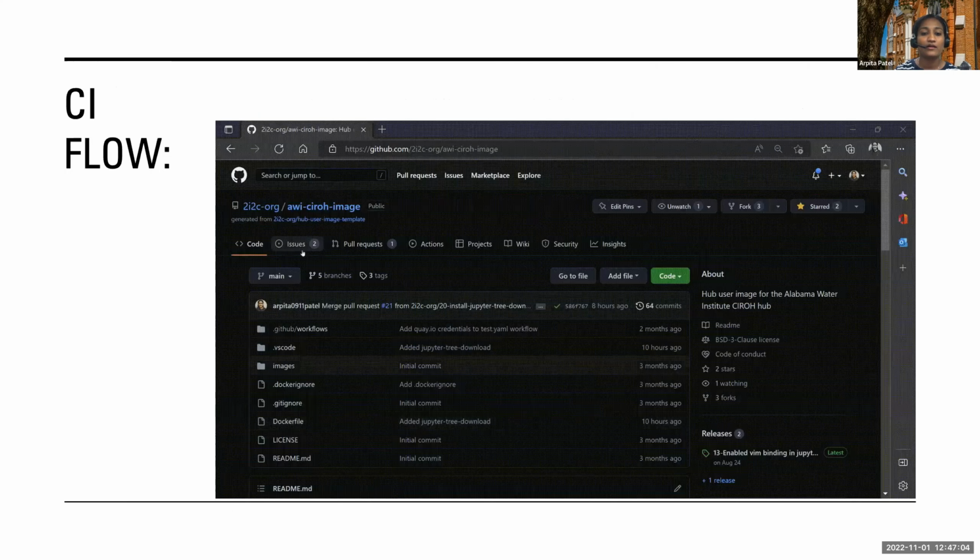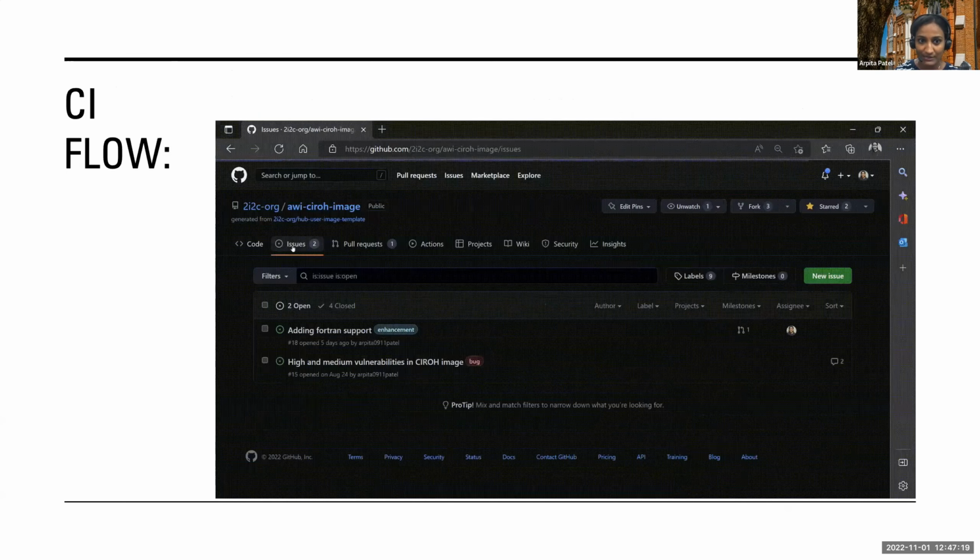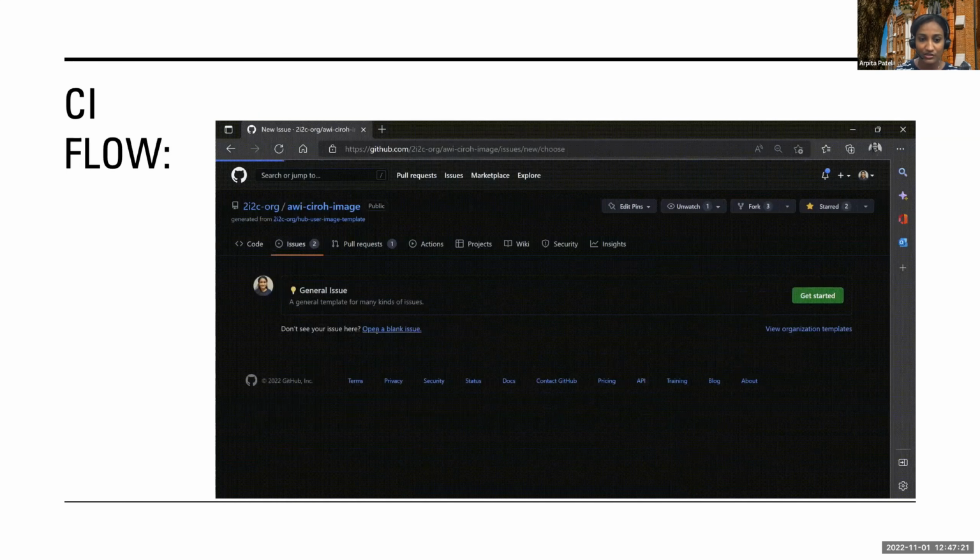And on the deployment side, we can deploy to the staging environment, or once it's verified, we can deploy to the production environment. Going to the next slide, I'll just show you a quick demo of the same steps I discussed just now. This is the continuous integration flow.